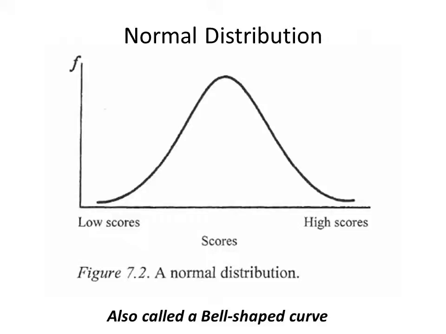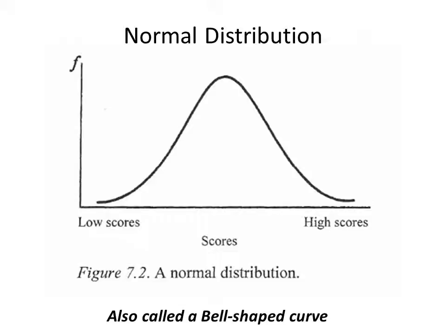Now, when we have a lot of participants, the shape of the polygon can become smoother and is then referred to as a curve. The most important shape is that of a normal curve, which is also called a bell-shaped curve or a normal distribution. You can see that in figure 7.2, either on page 32 in your textbook or on this slide.